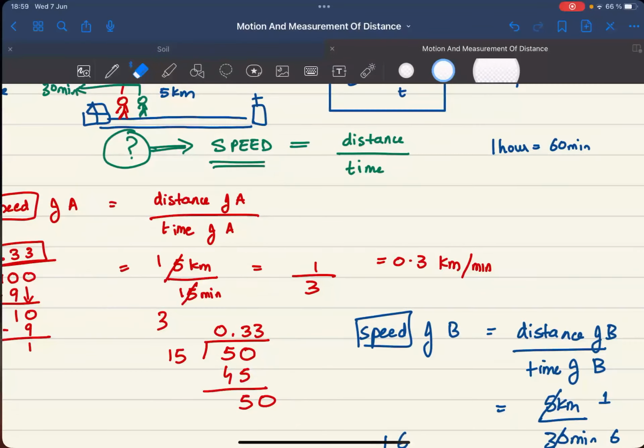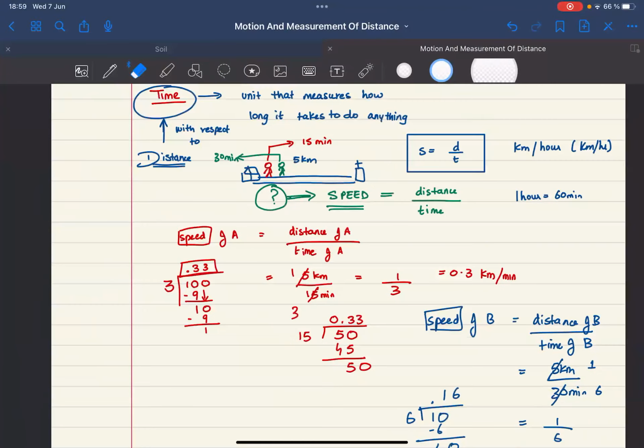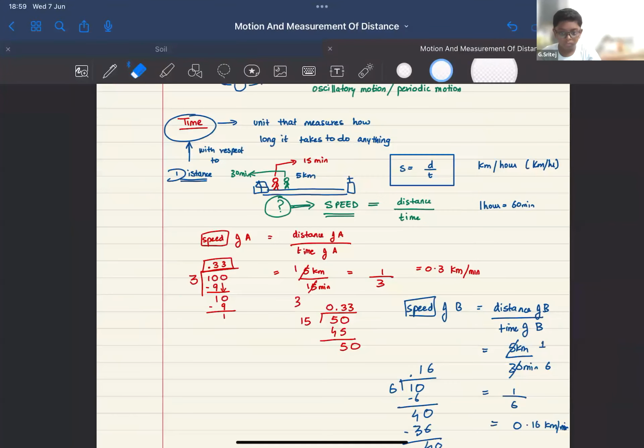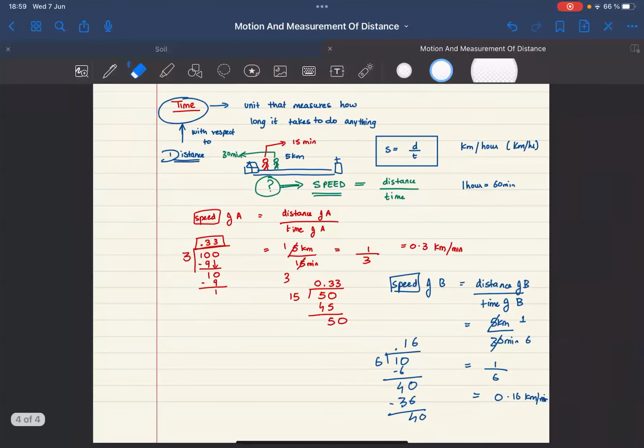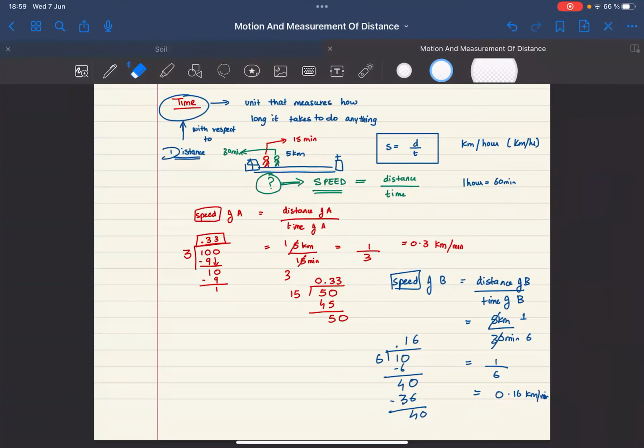Okay, before we go to the next portion, is it visible now? Yes, ma'am. Please make note of the sum. Then we'll go to kilometer per hour, how to convert and all. Please make note of this. I'll give you one sum as homework. I want you all to do it.